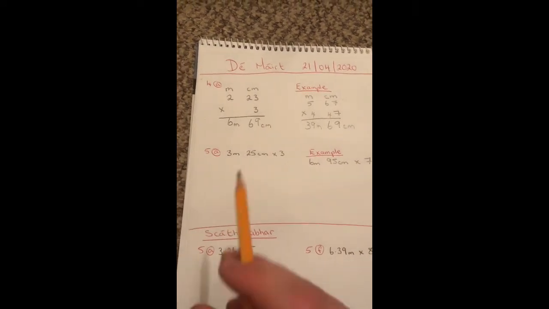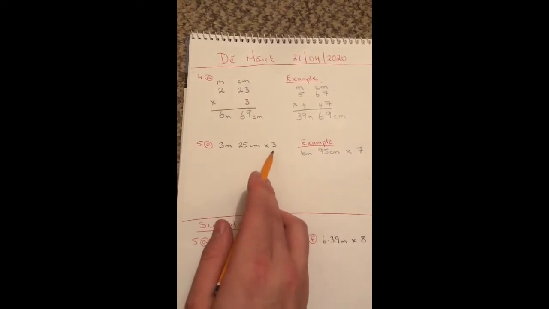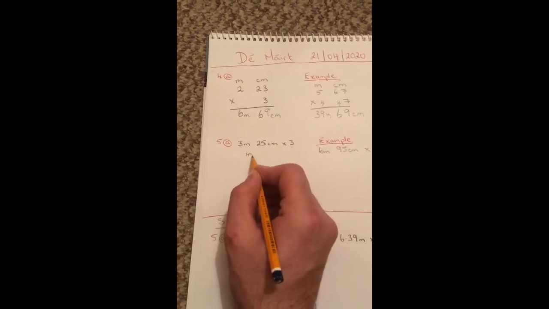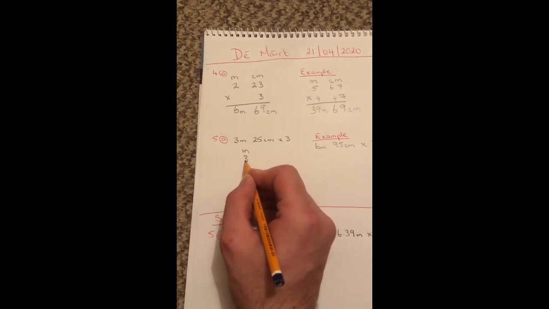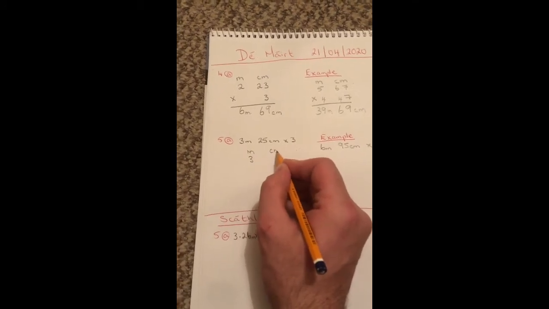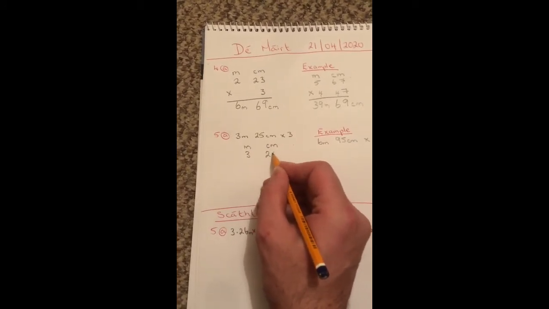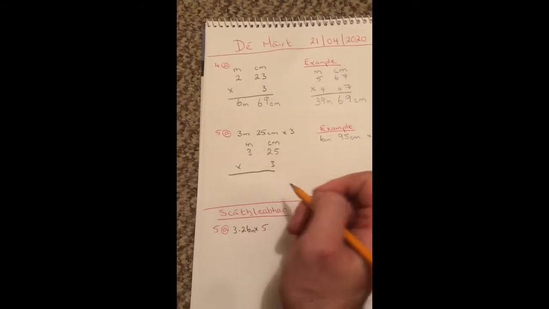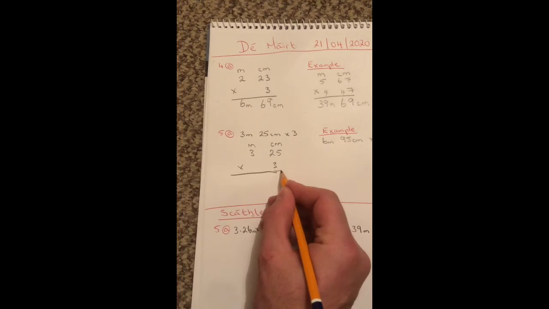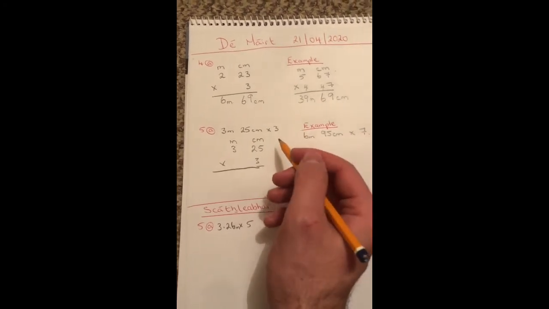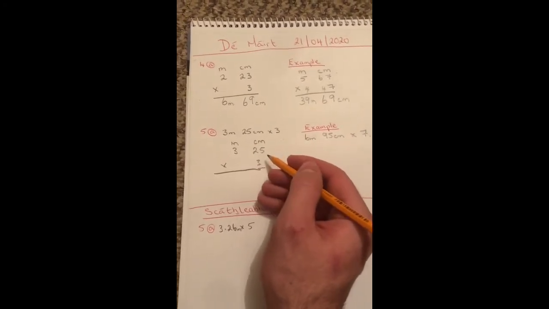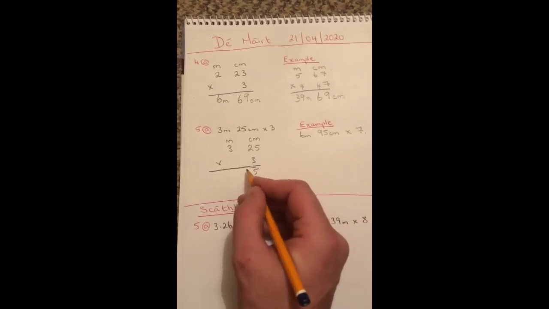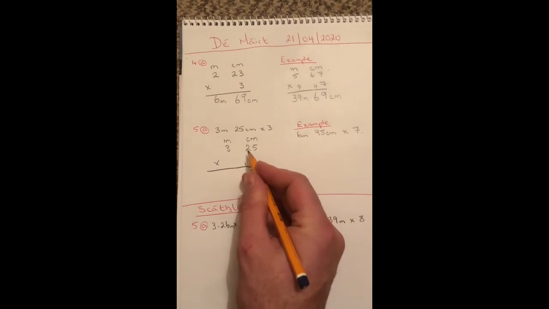Okay, so now moving down to question 5 that's in the maths plan. So these are written this way, but I want you to write them out the same way we've written the questions above. So it'll just make it easier for everyone. So we put our meters and our centimeters, and then we put the number underneath, multiplied by 3. So the first job again is to multiply 5 by 3. So 5, 10, 15. So we put our 5 down and carry up our 1.